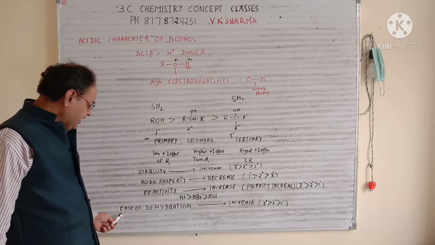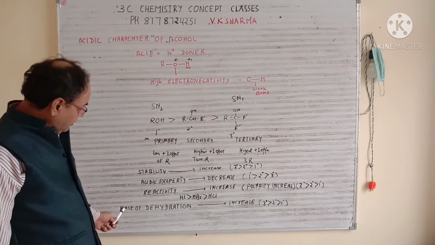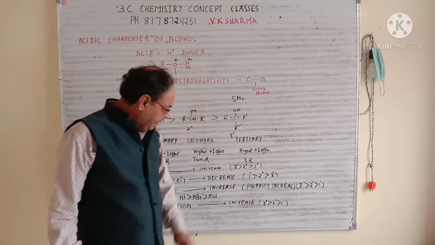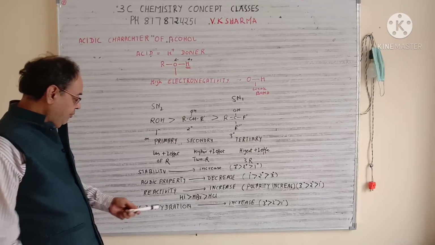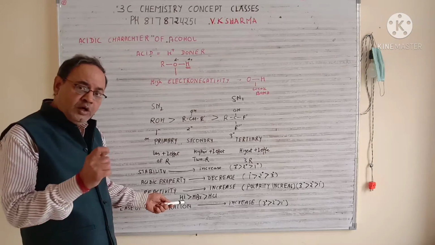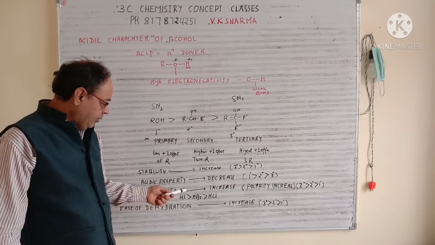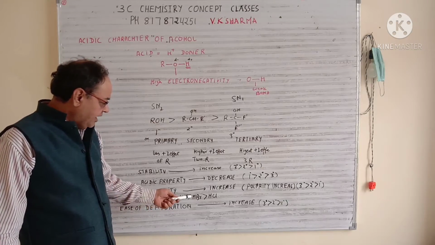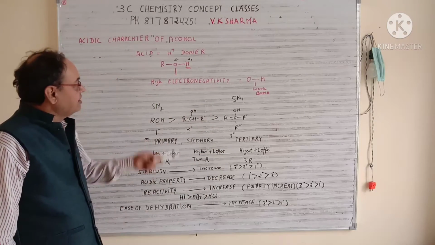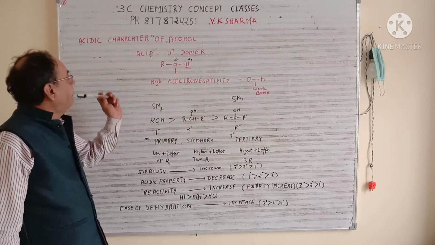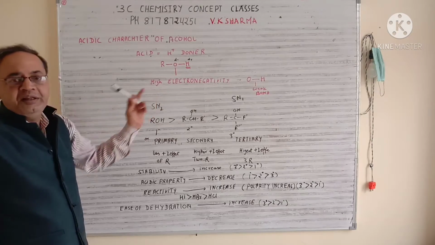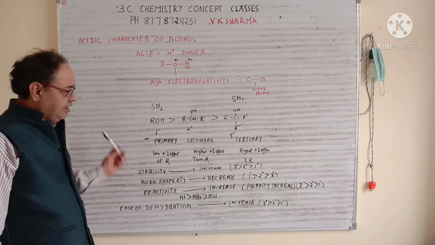Same way, when you go for ease of dehydration, that will increase from 3 degree is more than 2 degree than 1 degree. Same way, the reactivity with HI. Since the size of halogen is higher, the HI bond is weaker. So reactivity will be in the order HI is more reactive than HBr than HCl with alcohol. So this is the result of the alkyl group attached to the carbon and containing the functional group OH. So this is the result, you just keep in mind.